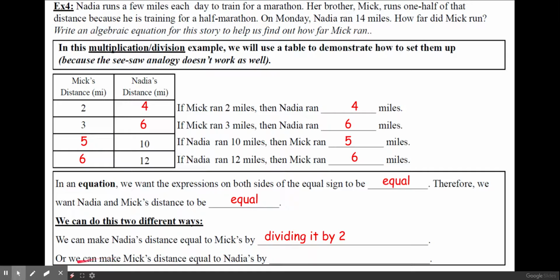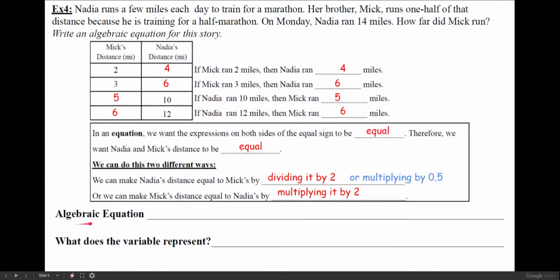Now, what can you do to Mick's distance? If we want to make Mick's distance equal to Nadia's, what would we do to Mick's distance? Well, we could multiply it by 2. Now, above we said we can make Nadia's distance equal to Mick's by dividing it by 2, or you can multiply it by a half, which is basically going to do the same thing.